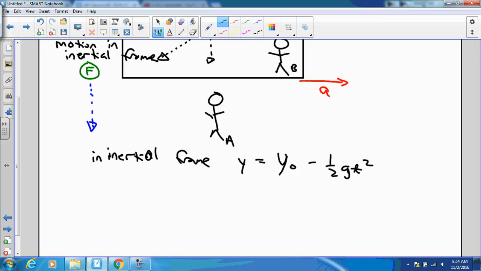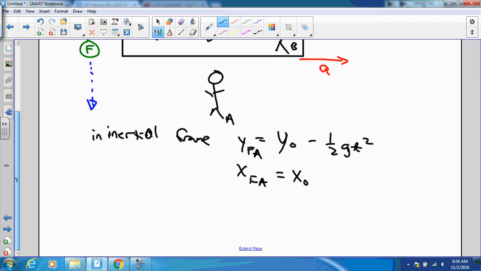Okay, so as we work. So this is y for the frog, but it's y for the frog relative to our inertial reference frame A, right? And x for the frog relative to A is simply x0. But if we now consider the position for the frog as measured by Bob, I think we all agree that y for the frog relative to Bob is going to be the same, right? Because the car is only accelerating in the x direction.